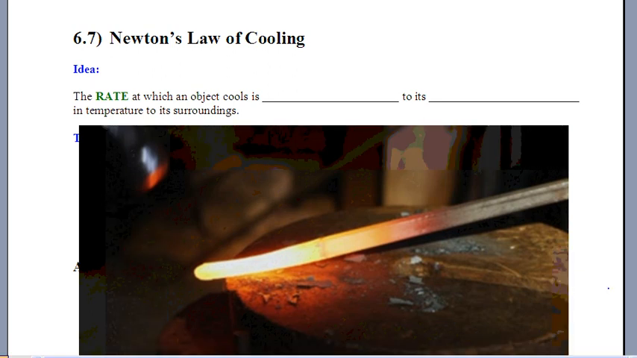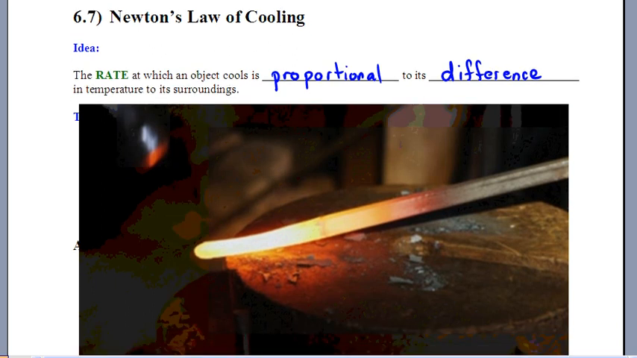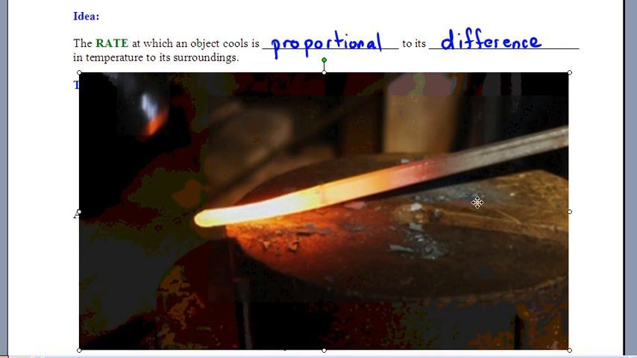So first of all, what's it all about? Newton's law of cooling is when the rate at which some object is cooling is proportional to, now if this was just exponential decay, we'd say to how hot it is, but instead I'm going to say to its difference in temperature to the room. So that's going to be a big issue. How different is its temperature to that of the room?